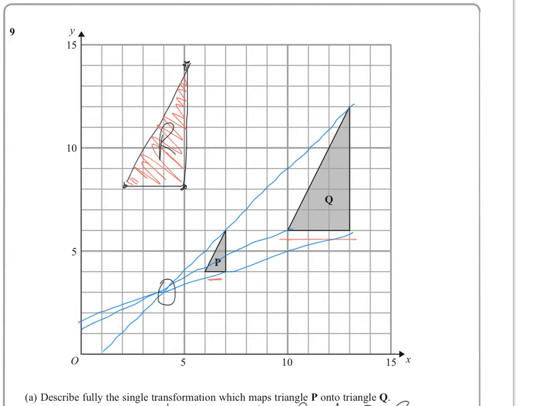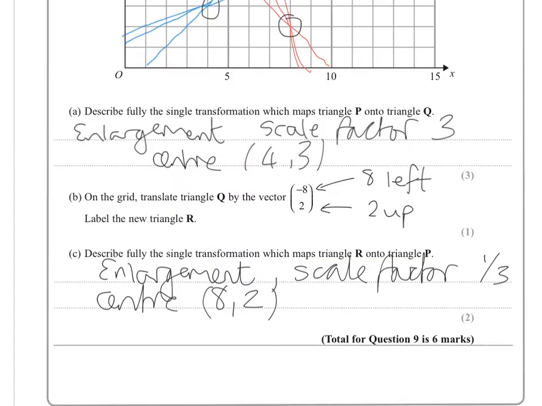Mapping triangle R onto triangle P is still going to be an enlargement. This time we're going from big to small, so scale factor, gone from bottom length 3 to bottom length 1, so scale factor 1/3. Equally again we need to find the centre of enlargement. So by the same method as before, connecting the corners, you find the centre of enlargement to be the point 8, 2. So that's an enlargement by scale factor 1/3 with the centre 8, 2.